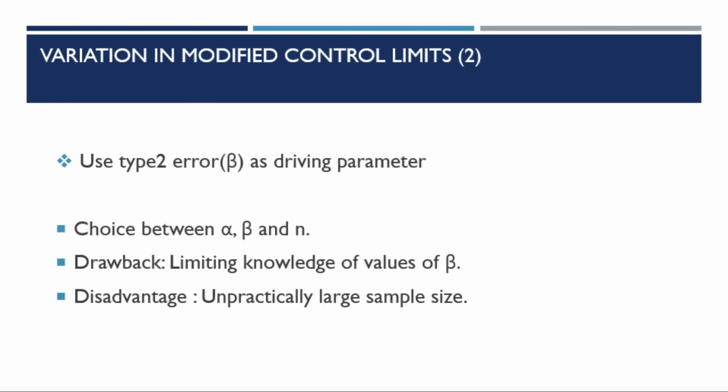Next slide. One more variation is possible with the control limit because generally we had only one driving parameter. Here we have two driving parameters. So we can choose to have beta error also included as a driving parameter, but this is generally not recommended because of the limited knowledge of the required value of beta. Also when alpha and beta are specified, the sample size is to be found using the given relations, and we are not free to choose the sample size. In case tight values of alpha and beta are used, the sample size can be impractically large.